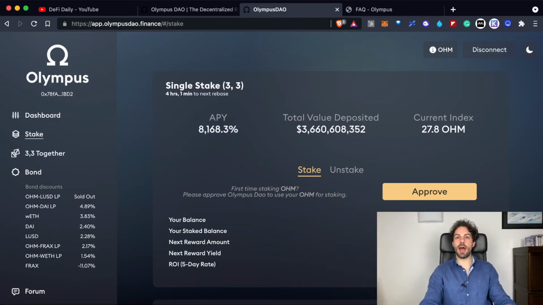If you want to monitor how much you have earned from the moment when you entered, you just have to look at the current index. Let's say that we entered at 27.0, you just have to keep an eye on the ratio between the value you entered at and the value that we are at the moment, so in this case 27.8.